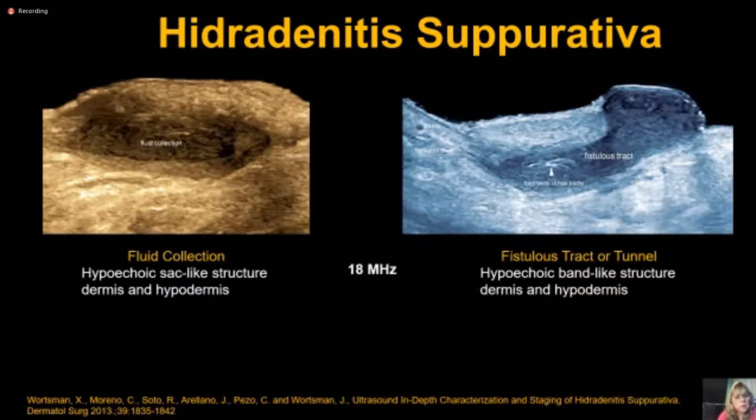Here you have a fluid collection on your left that appears as a sac-like structure, and then a fistulous tract on your right that presents linear hyperechoic structures that correspond to fragments of hair tracts.